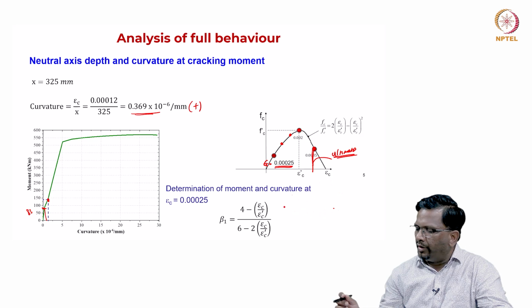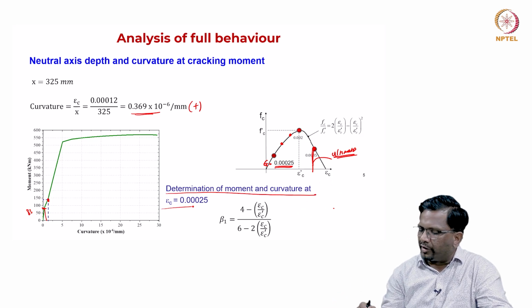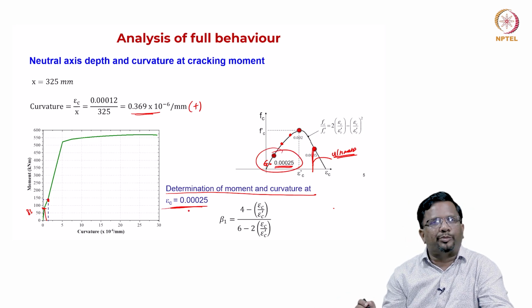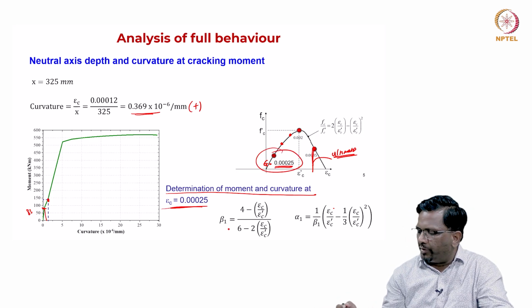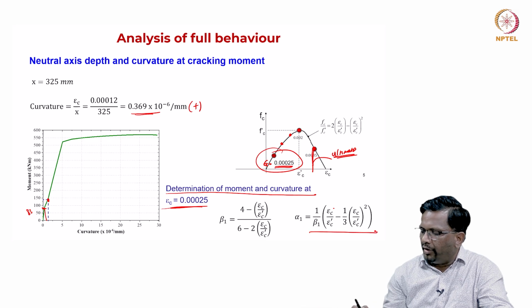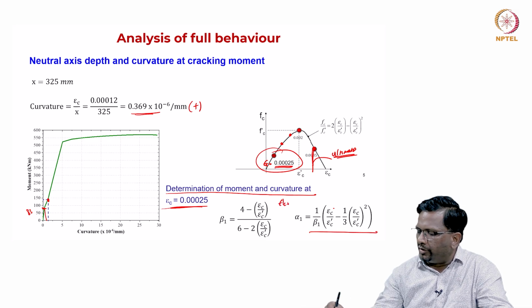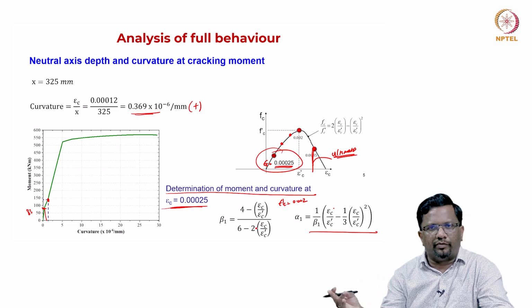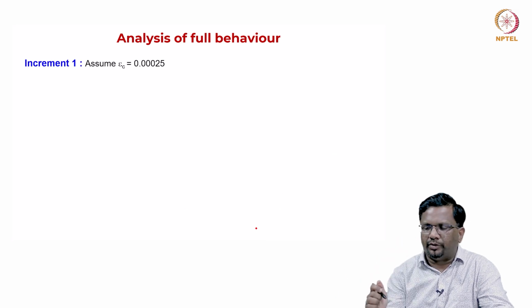So, the curvature we can calculate from epsilon c like this. The moment is what we are trying to find, the moment and curvature corresponding to a small strain of this value. Once epsilon c is fixed, I can get my beta 1 and alpha 1, with epsilon prime c equal to 0.002. So, you put this value in and directly get your beta 1 and alpha 1.